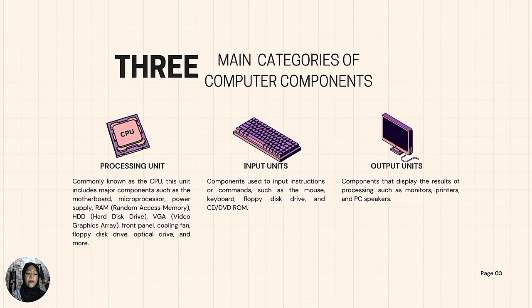Let's look at the three main types of parts in a computer. 1. Processing unit. These include the CPU, motherboard, RAM, and more. The CPU is the brain. It handles all the interaction. 2. Input unit. These are tools like the keyboard and mouse. They let us give commands to the computer. 3. Output unit. These show the result of what the computer does, like on the monitor or through speakers.